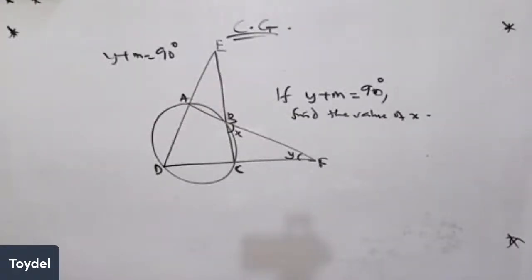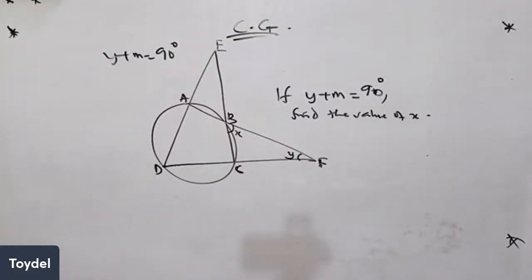So we want to find X. There should be M somewhere. The angle BAD. There's a typographical error here. There should be M somewhere in the question.